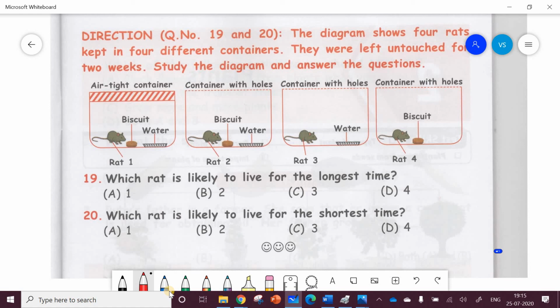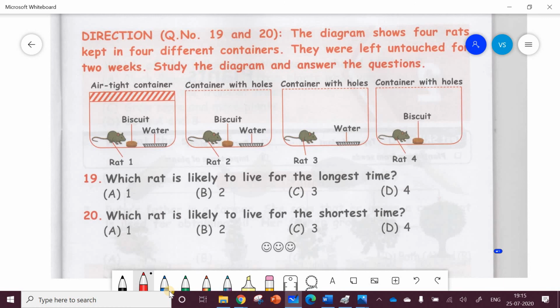I think it's B. Rat 2. That's a container with holes. He has one hole, but he has only water, and Rat 4 has only one biscuit. Then he is the answer. So rat 2, you are saying it's the right answer. He has air and water and biscuit. Food. Perfect answer.